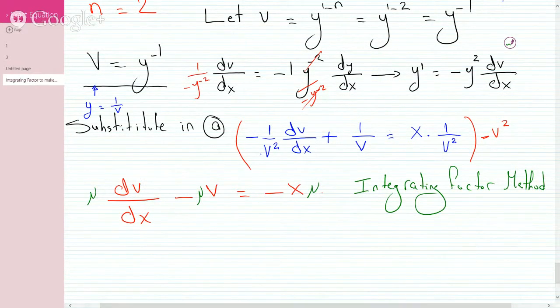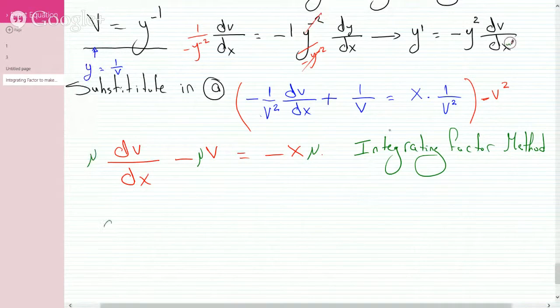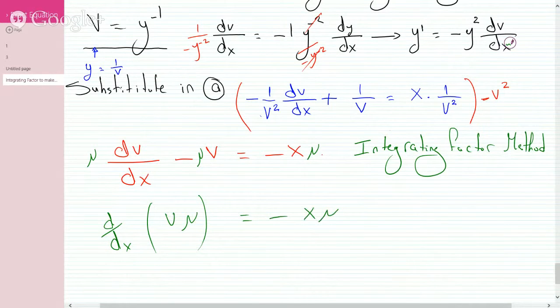Now keep in mind, v is taking the place of y here. So v is the dependent variable, x is the independent variable. And you can't help but realize that this is the product rule of v times mu, equals minus x mu. Fair enough?